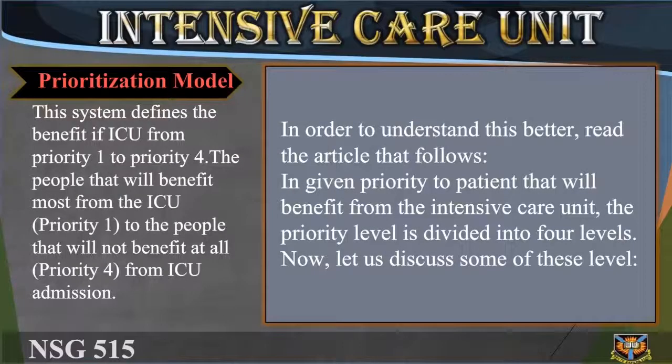Prioritization model. This system defines the benefit of ICU from priority 1 to priority 4. The people that will benefit most from the ICU, priority 1, to the people that will not benefit at all, priority 4, from ICU admission. In order to understand this better, read the article that follows.